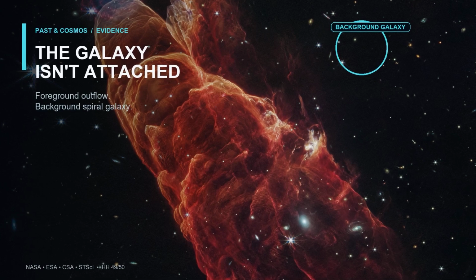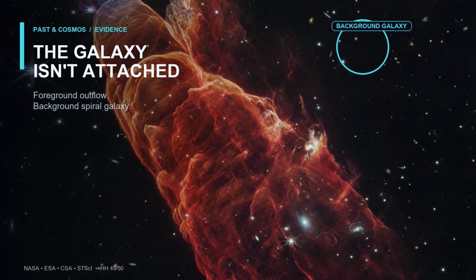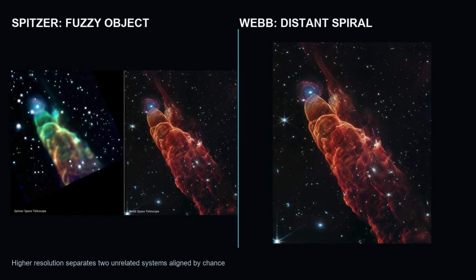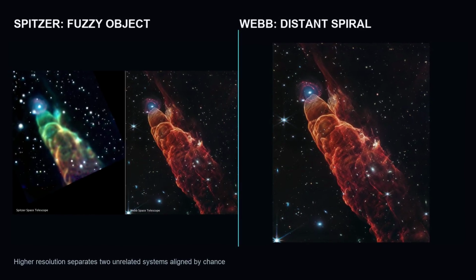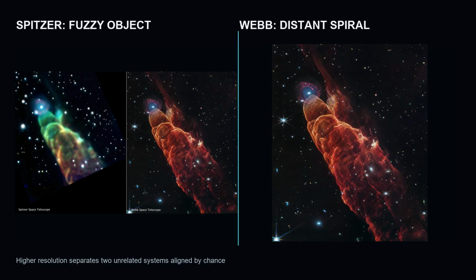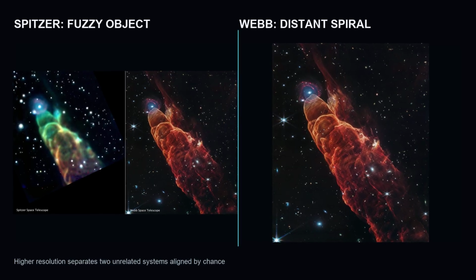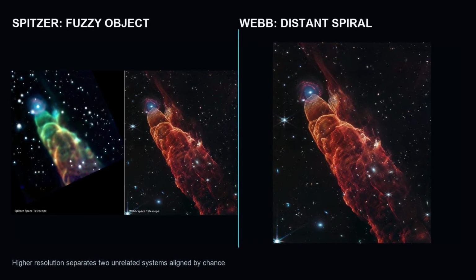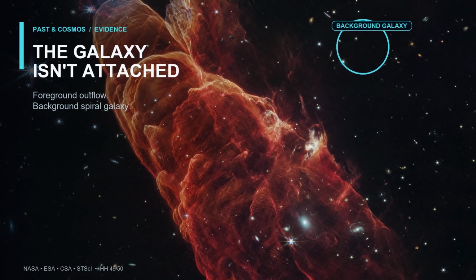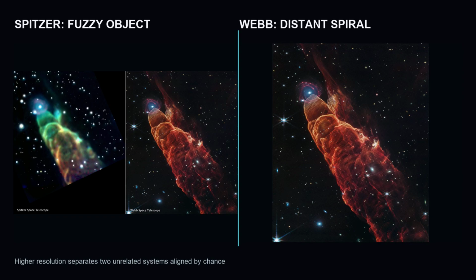3. HH 49/50. The galaxy at the tornado's tip. The orange-red structure nicknamed the cosmic tornado is HH 49/50. It is shocked gas and dust produced as a jet from a forming star collides with surrounding material. At its apparent tip sits a blue-centered spiral galaxy. Earlier Spitzer observations saw a fuzzy object there. Webb's higher resolution revealed the spiral structure. The galaxy is not the source of the outflow, and it is not being struck by the nearby jet. It lies far behind HH 49/50. From Earth, the two unrelated systems happen to align.